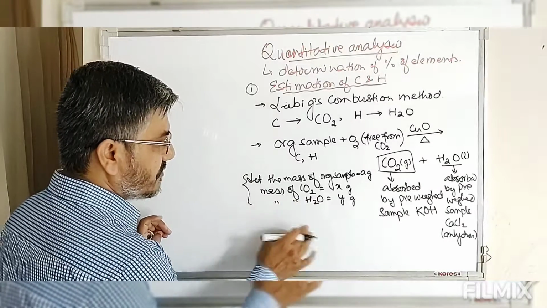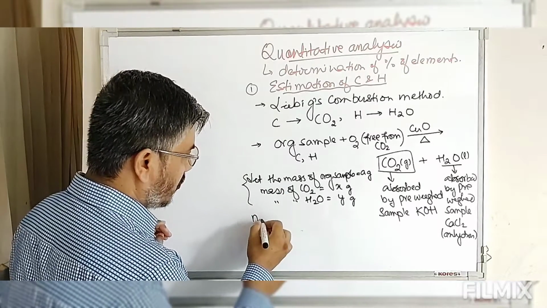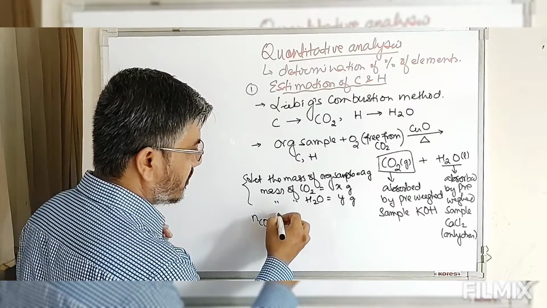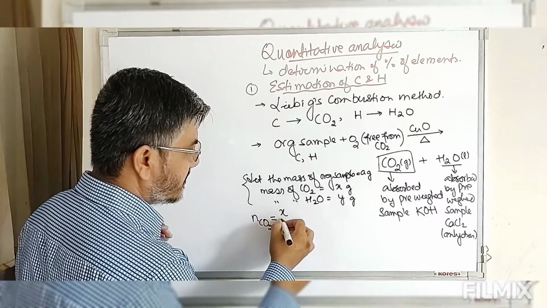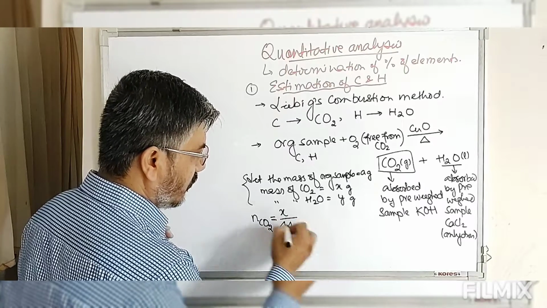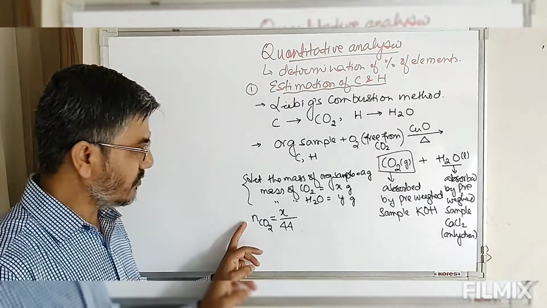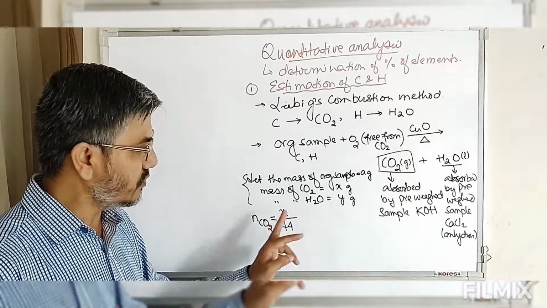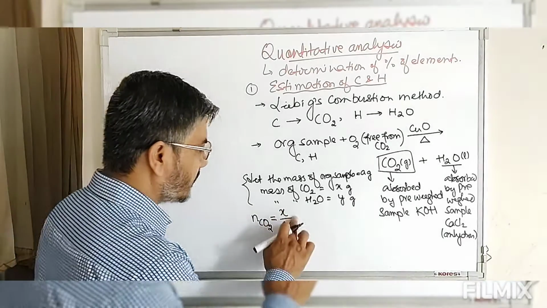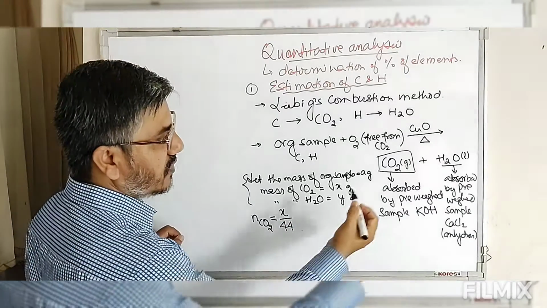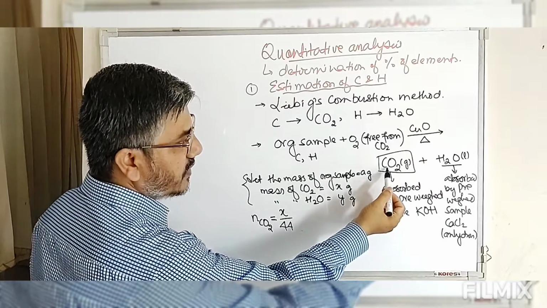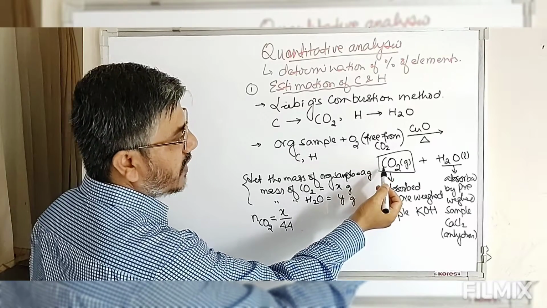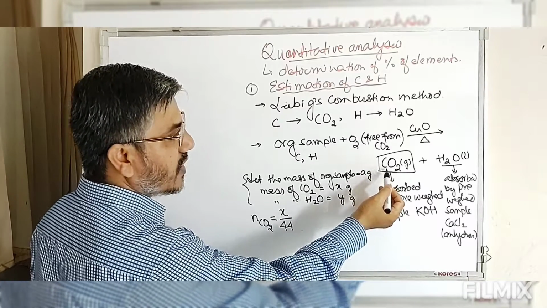Suppose we have this mass of carbon dioxide. The number of moles of carbon dioxide formed is equal to the mass of carbon dioxide, that is X, divided by the molar mass, that is 44. We define the number of moles as the mass of the given substance divided by the molecular mass. So the molecular mass of carbon dioxide is 44. Now if you look at the molecular formula of carbon dioxide, one molecule of carbon dioxide contains one carbon atom. So therefore 1 mole of carbon dioxide will contain 1 mole of carbon.